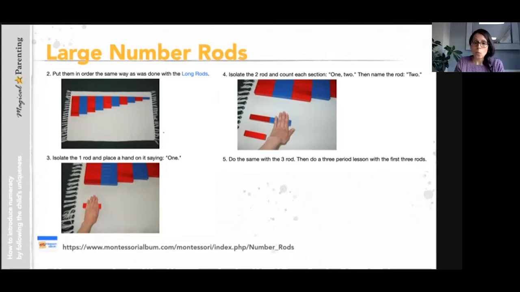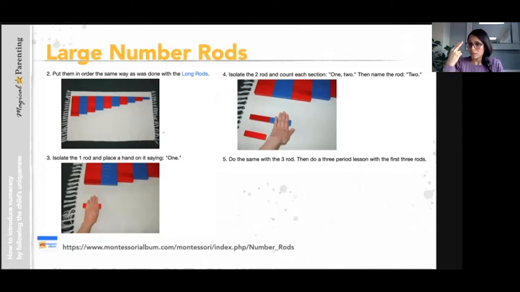And then you count 1, 2, this is 2. And the child again repeats a few times, put it on the side, take number 3, and you again touch the end, this is 3, 1, 2, 3, this is 3. And then you can put them together, 1, 2, 3, in the same way as the stairs.